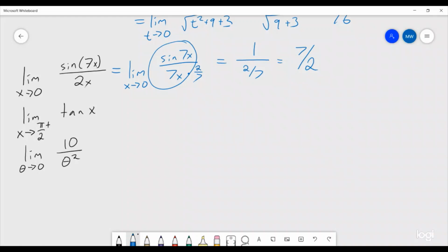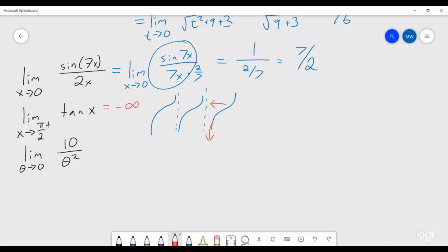All right, limit as x goes to pi halves from the right of tangent of x. This one, we're going to need to know what tangent of x is doing, and tangent of x does this. And these asymptotes happen at the pi halves, 3 pi halves, negative pi halves, and all of those odd multiples of pi halves. And so we are approaching one of these pi halves from the positive side. So that means our function is going down this direction, so this is negative infinity.